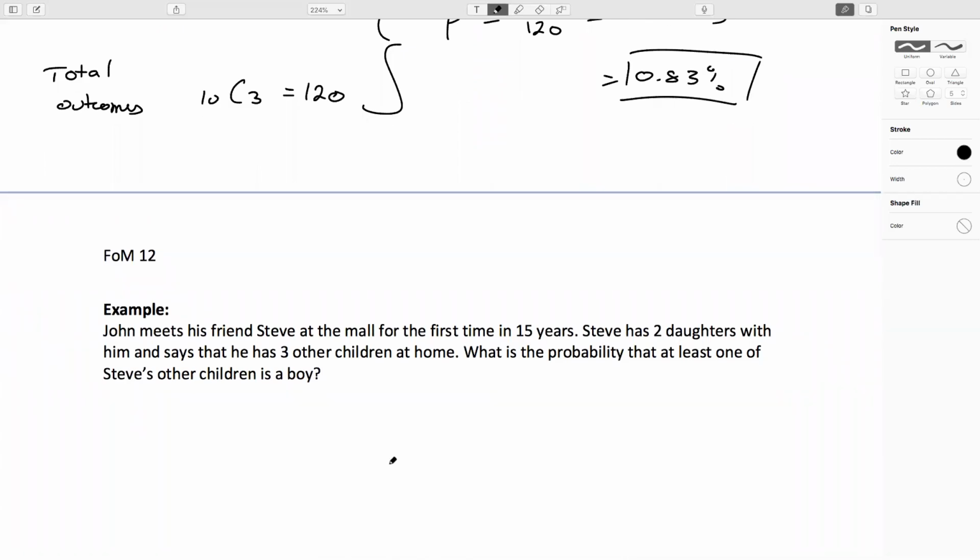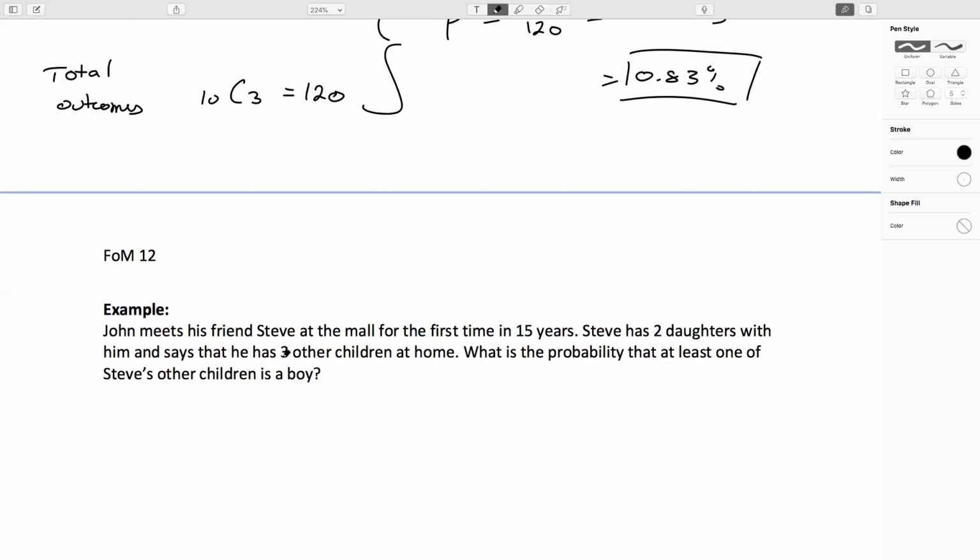So John meets his friend Steve at the mall for the first time in 15 years. Steve has 2 daughters with him and says that he has 3 other children at home. What is the probability that at least one of Steve's other children is a boy? So now with this question, there's a few pieces of info in here that are kind of hidden. Actually, I don't need to underline 15, so that's not really important. The fact that he has 2 daughters is important.